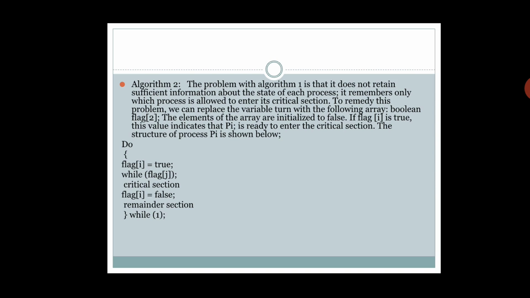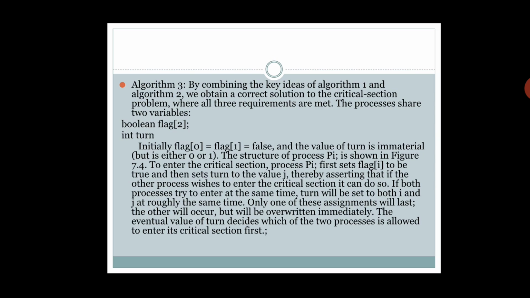You have to remember how exactly it is working as of now. Fine. Now you have the concept of algorithm 3 also. By combining the key ideas of algorithm 1 and algorithm 2, we obtain a correct solution to the critical section problem, where all 3 requirements are met. All 3 requirements are nothing but mutual exclusion, progress, and bounded waiting.